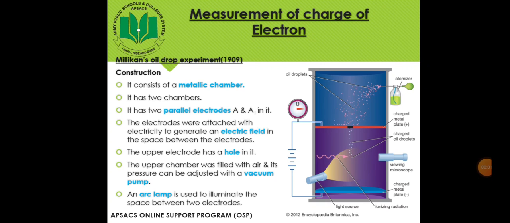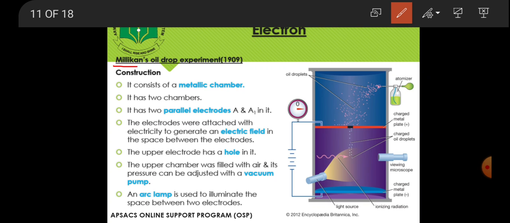Students, let's discuss measurement of charge of electron. Charge of electron was measured by a scientist named Millikan, and his experiment is known as Millikan's oil drop experiment. This experiment was performed in 1909.